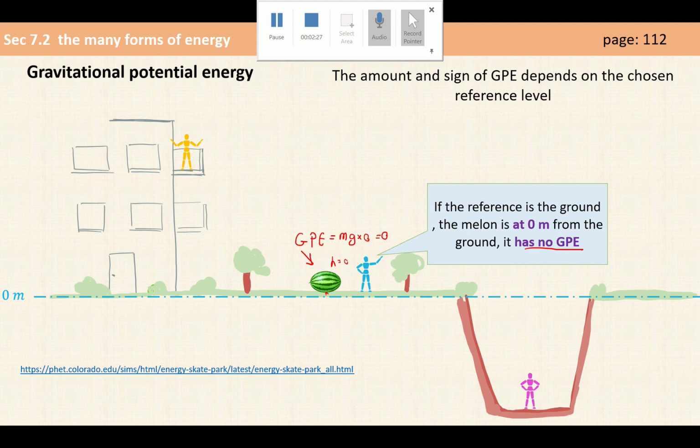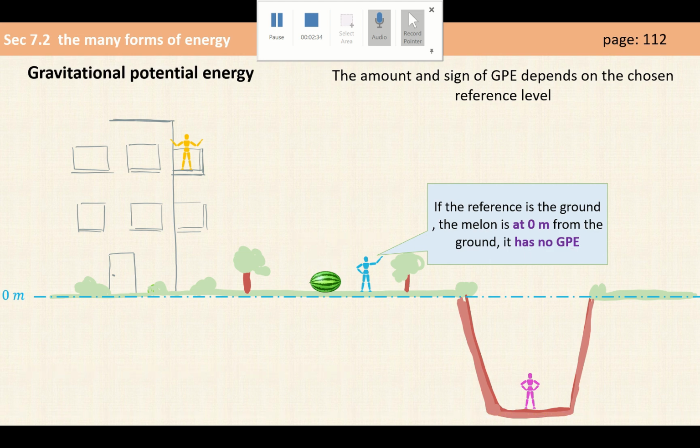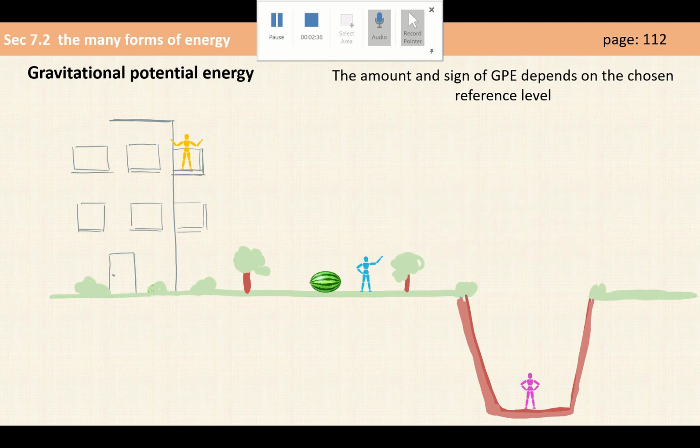But now let's imagine we're going to measure the gravitational potential energy of the same watermelon, but from a different reference level. Now we're going to choose the reference level to be the balcony. So we're going to measure the heights and depths from the balcony. So here the balcony is the reference level at which the height is 0 and the gravitational potential energy of anything placed on the balcony would be 0 as well.